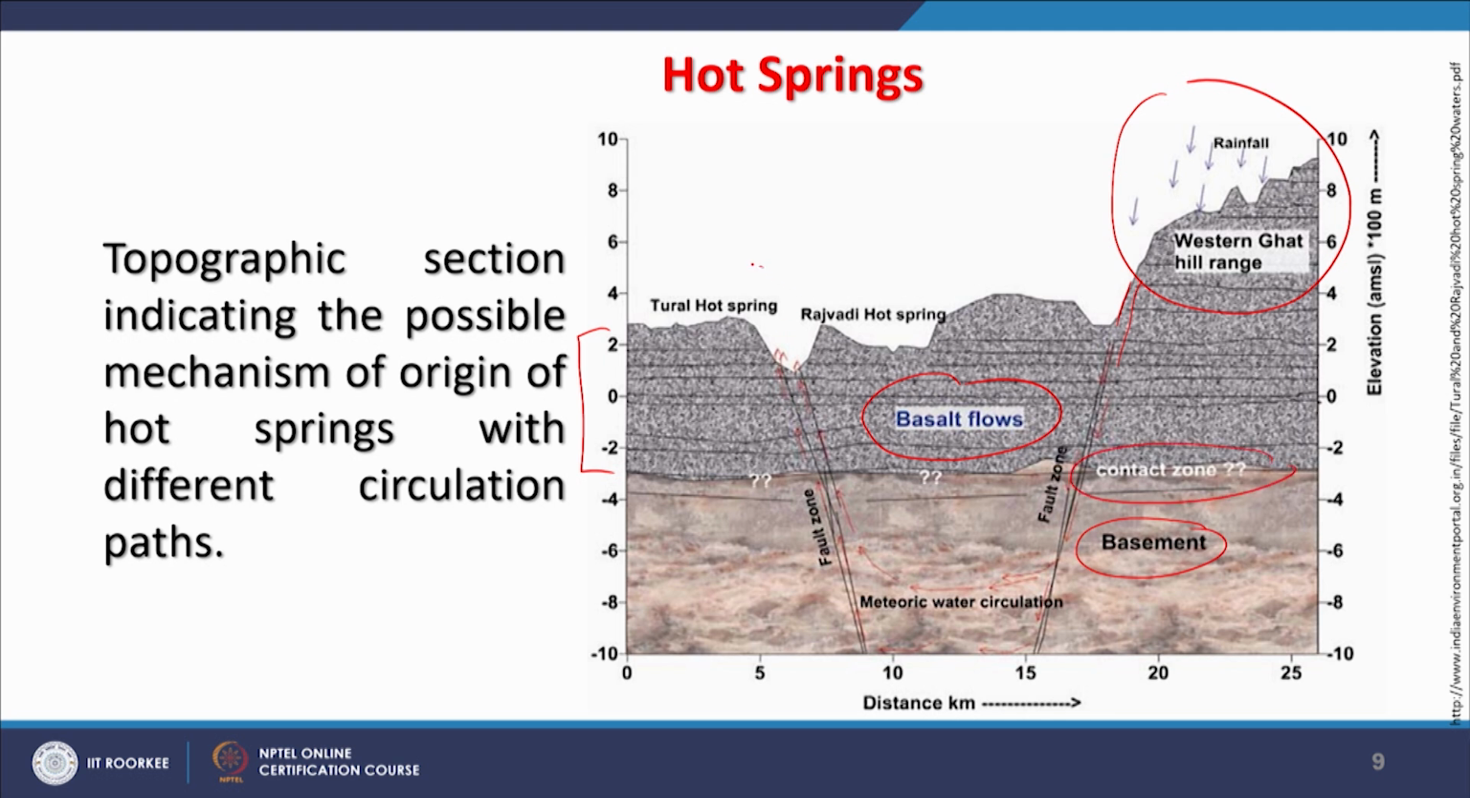So, like Tural hot springs or Rajwadi hot springs are located because of the water which is going down in the crust and coming up through these faults. So, this topographic section is indicating the possible mechanism of origin of hot springs with different circulation paths, where currently no volcanic activity is taking place.